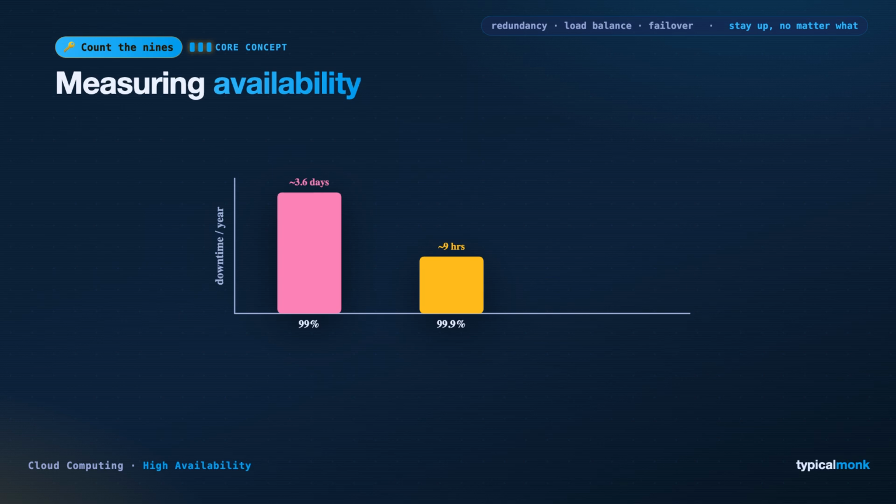At 99.9%, you are allowed only about 9 hours of downtime a year. Another nine, 99.99%, permits under an hour, about 52 minutes for the whole year. Each additional 9 cuts the allowed downtime by roughly 10 times. What looked like a rounding difference in the percentage is actually the difference between days and minutes of outage.